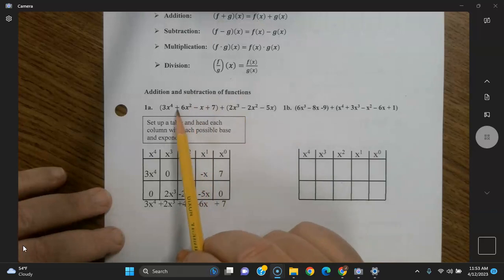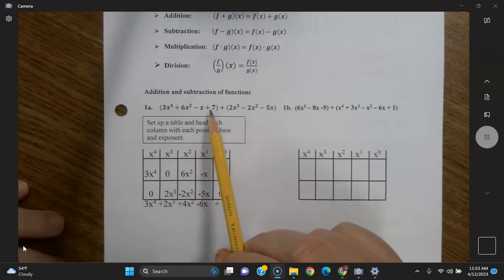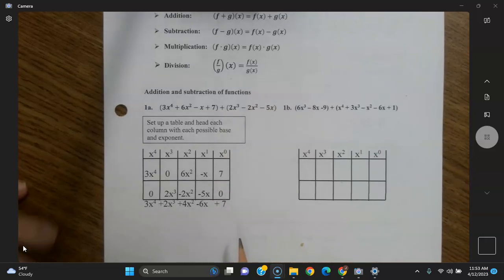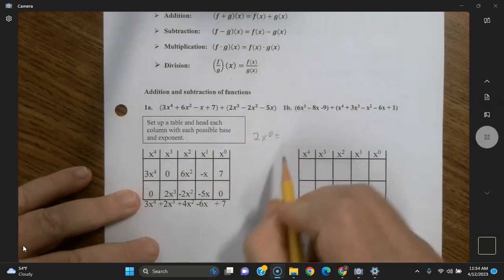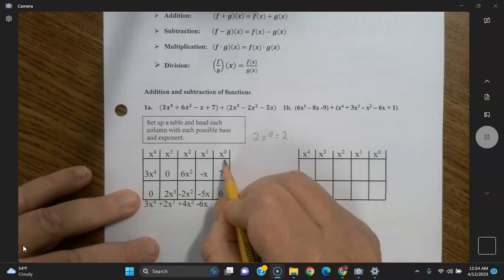Okay, so what we're going to do here is add these two polynomials, 3x to the fourth plus 6x squared minus x plus 7, and you're going to add that to 2x to the third minus 2x squared minus 5x. So the way to do that is set up a table, and up here is just headings. You're not adding these numbers in. This is simply a column, the x to the fourth column. This is the x to the third, x to the second, x to the first, and x to the 0. That just means a constant number. Okay? So for example, 2x to the 0 power, anything to the 0 is 1. So it's 2 times 1 is simply 2. So that represents the constant, in other words.